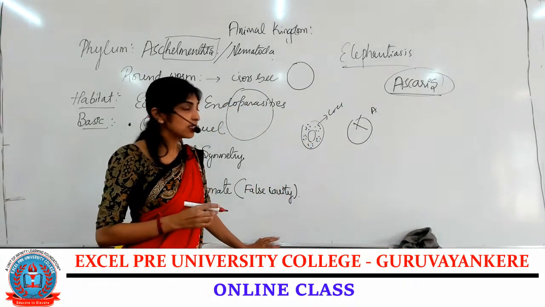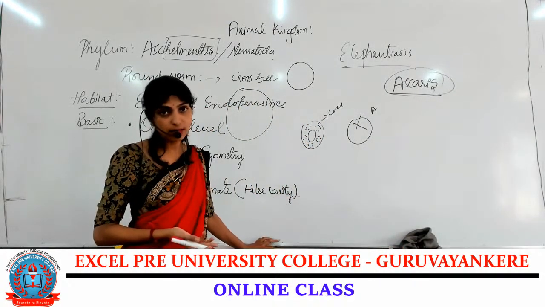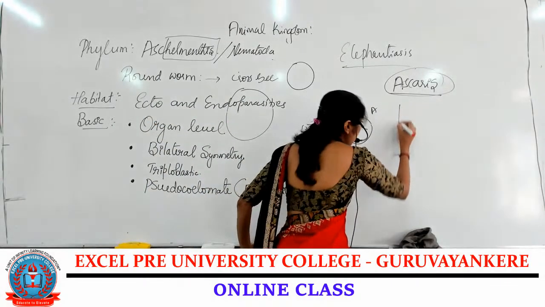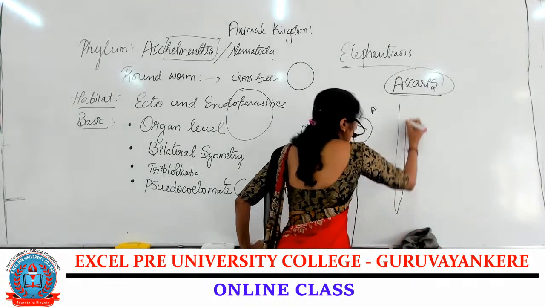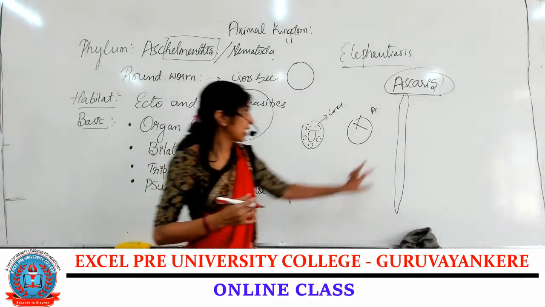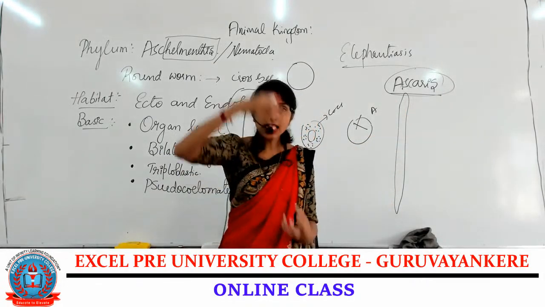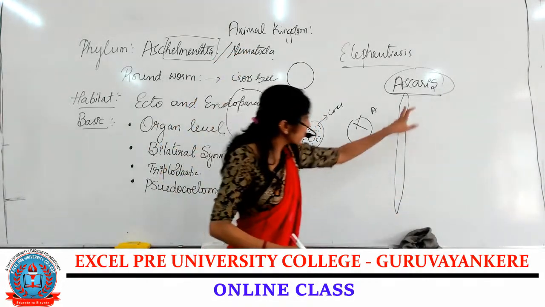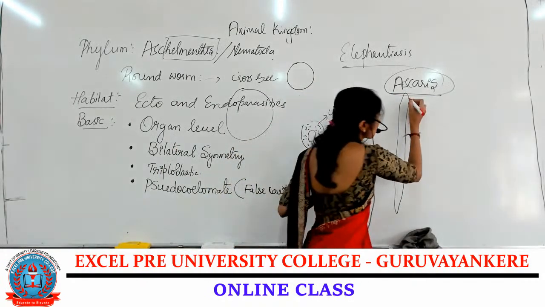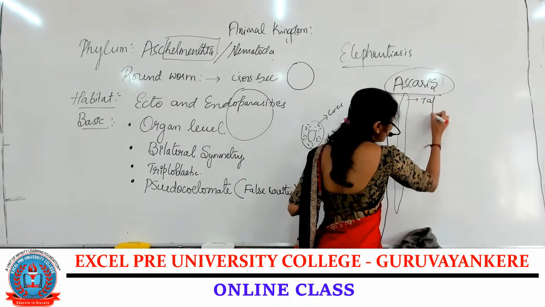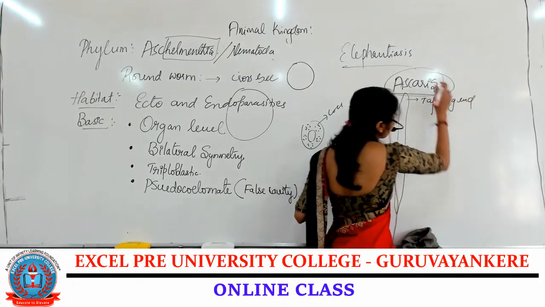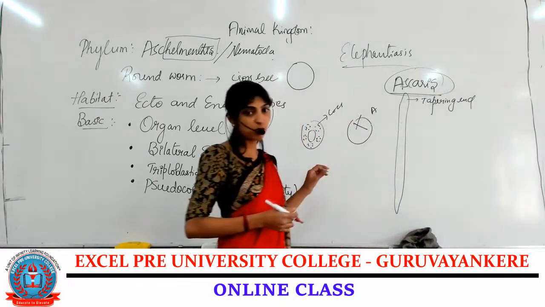Now, coming to the body of Ascaris, if you want to know the structure of Ascaris, they have an elongated cylindrical body. What type of body does it have? It has an elongated body which is cylindrical. And if you look at both ends, they have sharp ends, called tapering ends.